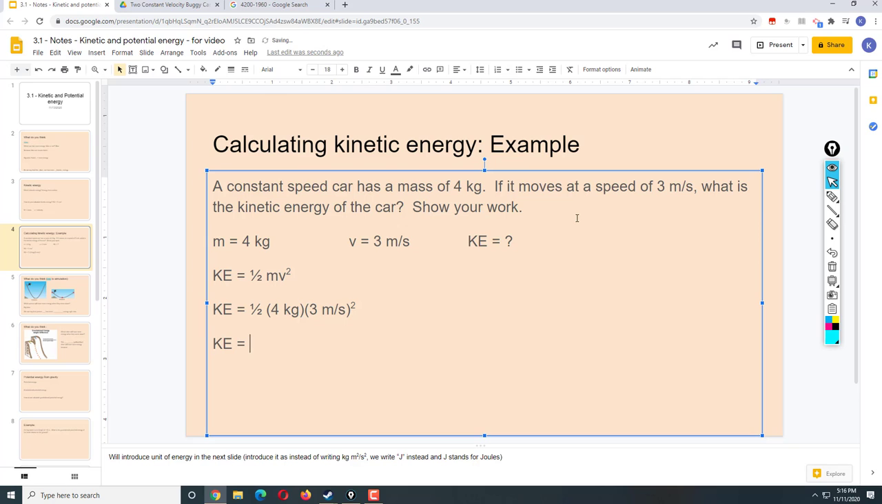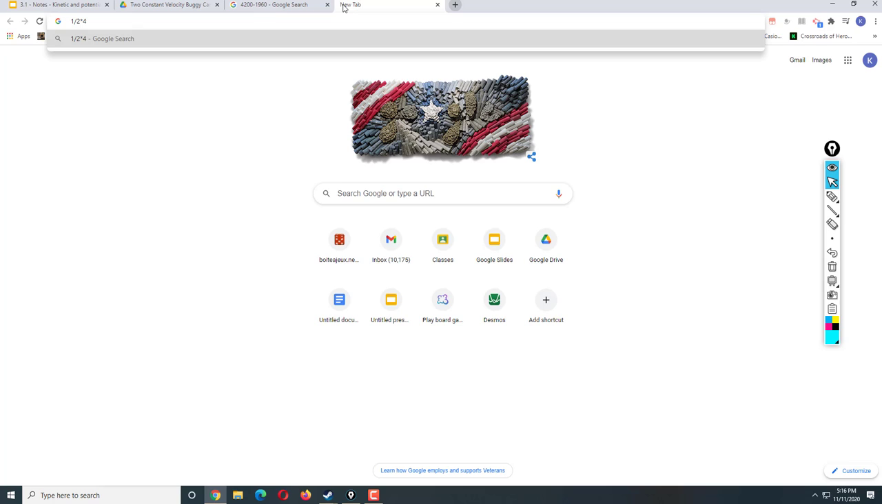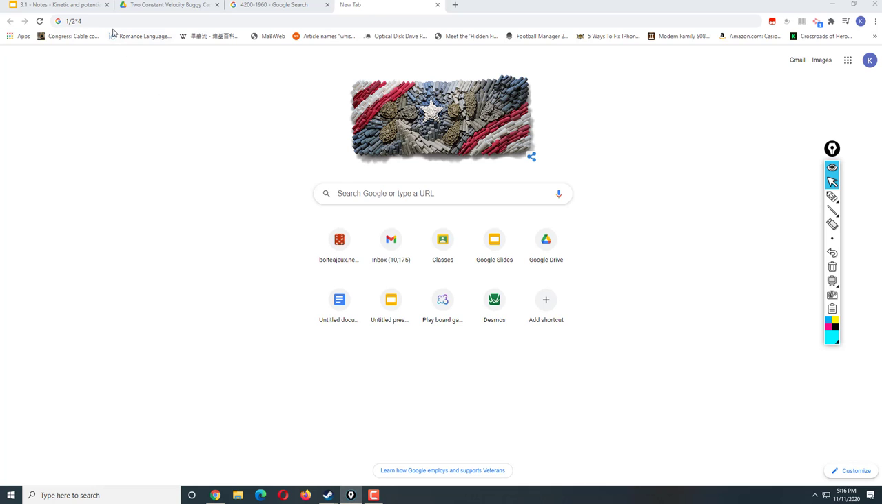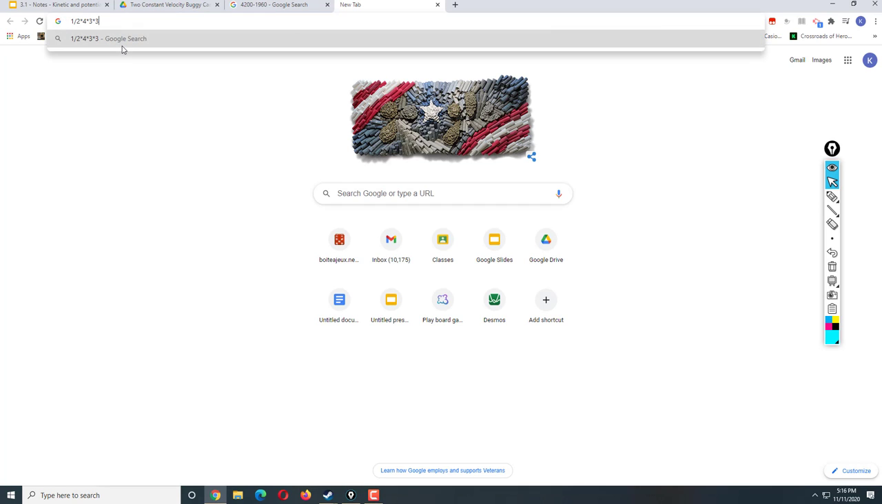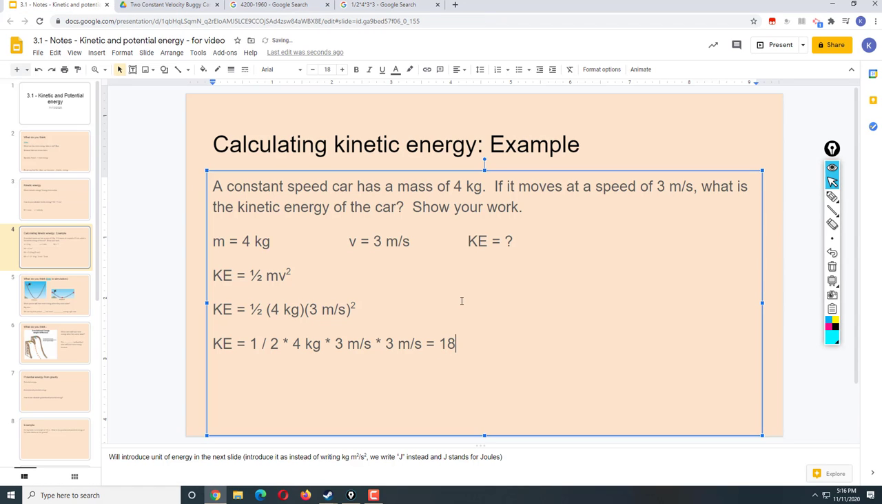That's the same thing as 1 divided by 2 times 4 times 3 meters per second times 3 meters per second. We can put this in Google. 1 divided by 2 times 4 times 3 times 3. We get 18. So this is 18. What are the units?